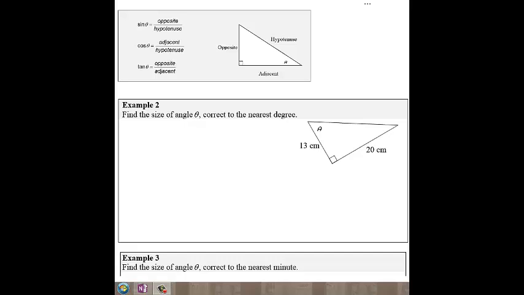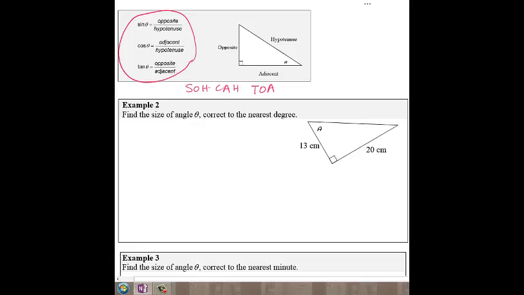In today's lesson, I'm going to show you how to use trigonometric ratios to solve for unknown angles. So the trigonometric ratios are outlined on the top of your screen, and remember we use SOHCAHTOA as an abbreviation for these ratios.